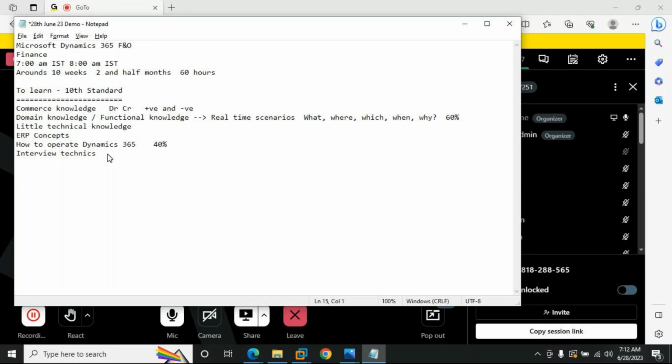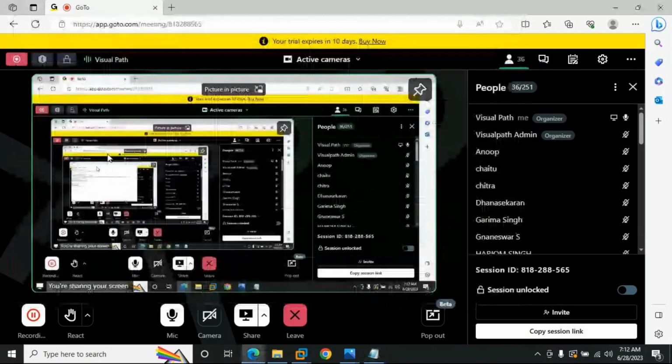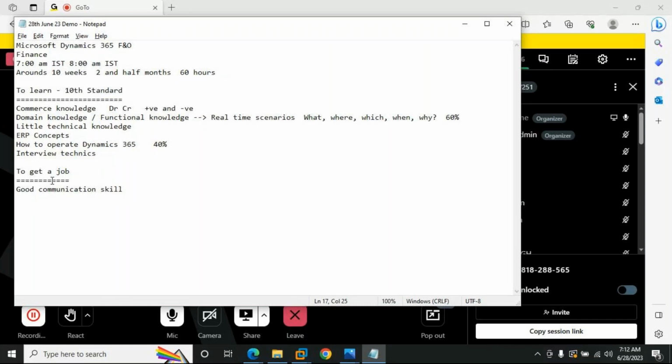Along with this, if you want to get a job, some more skills are required. To get a job, you have to have good communication skills. Good communication skills means you may not be an expert in English vocabulary, but whatever you speak, the other person should be able to understand. Next, educational qualification. I told you that to learn this application, 10th standard is enough. But if you want to get a job in Accenture or TCS, you need to be a BCom graduate, BTech, BSc, BA, BBA, MBA, any qualification is required.